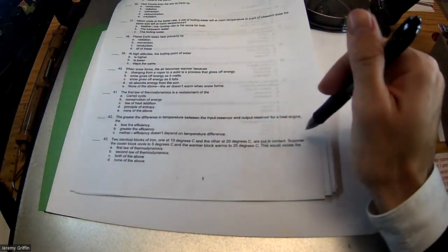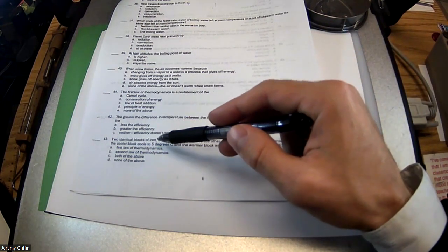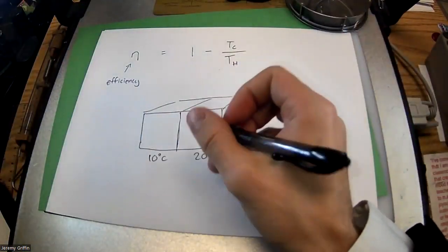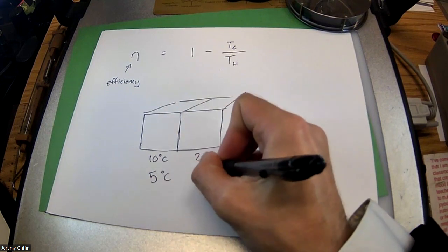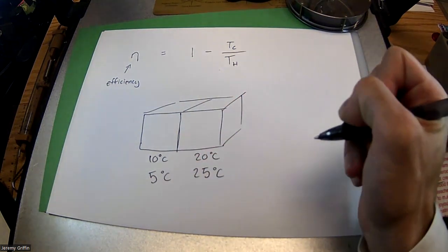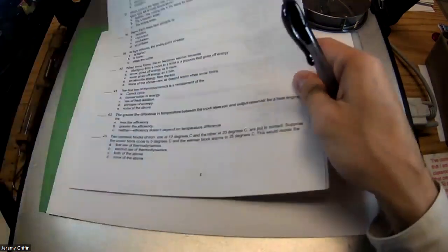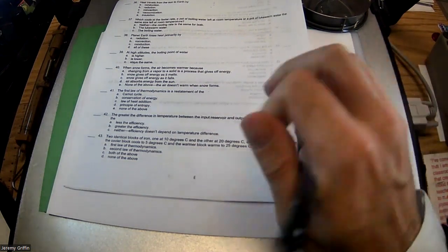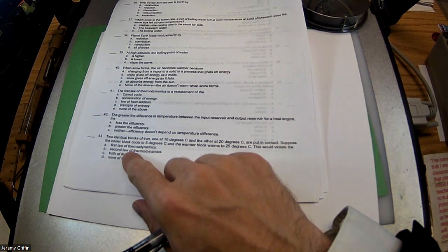So let's continue with this question. Suppose the cooler block cools to 5 degrees Celsius and the warmer block warms to 25 degrees Celsius. Whoa. So you put these in contact, came back an hour later, and now this guy's down to 5 degrees Celsius. This one's up to 25 degrees Celsius. Hey, that's the opposite of what you said. And that's the opposite of what you would have thought, because this would violate the what? First law or second law of thermo? The second law of thermo.